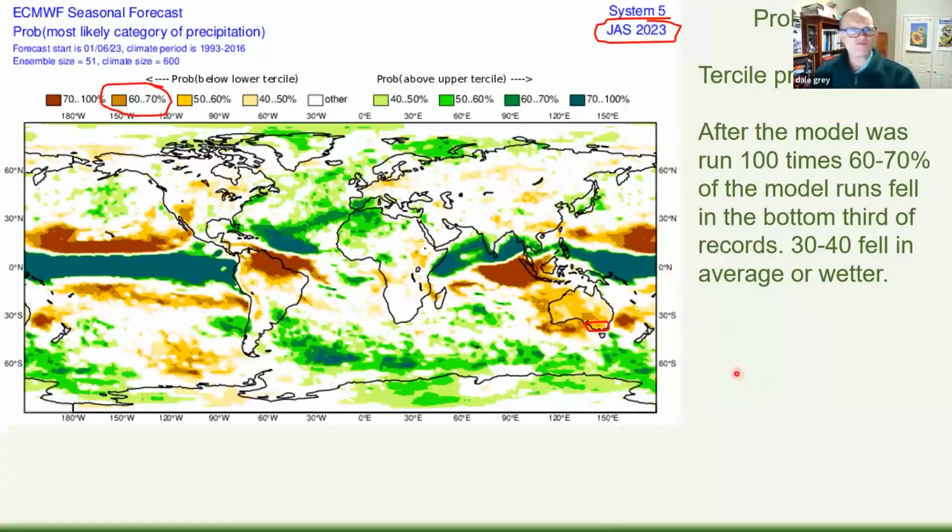Here's another way models present their information. This is the ECMWF's model. Same thing with the tercile. It's just that they've got white. The white means normal. So white's the third. Anything could happen rather than average is most likely.